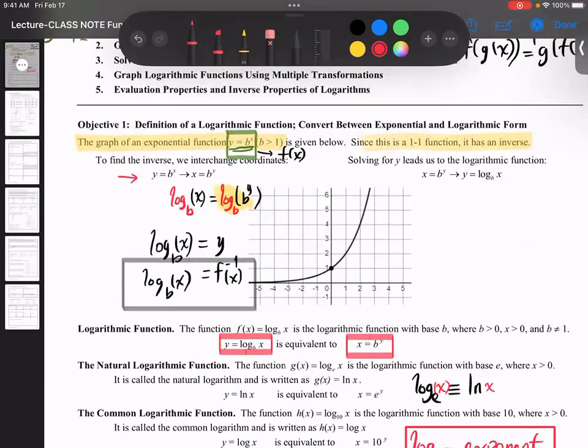Remember, when you try to solve for y, you start out with x equals b to the y. Y is what? Y is the exponent, right? What happened at the end when you transformed it? Now log equals y. Log equals exponent, right? So that's why I say log equals exponents, and it will help you transform between log and exponential.